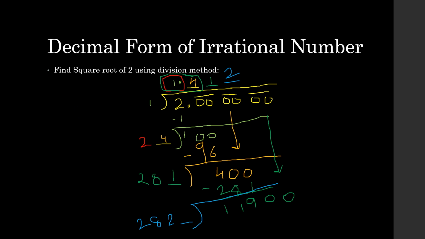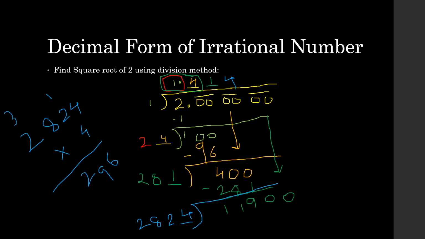Let us take 4. If you are taking 4 here, the same digit should be there here. So 2824 multiplied by 4. 4 4s are 16, so 1 carry. 4 2s are 8, 9. 4 8s are 32, 3 carry. 4 2s are 8 and plus 3 will give you 11. So it is 11,296. Okay, it is close to this 11,900.